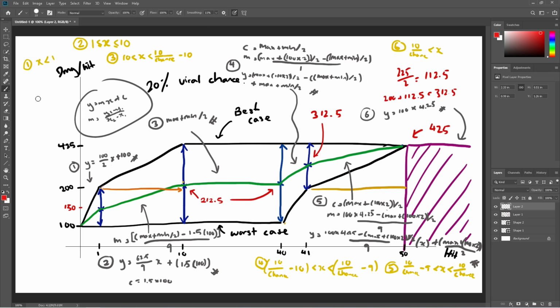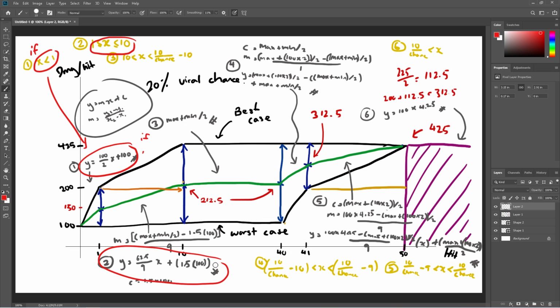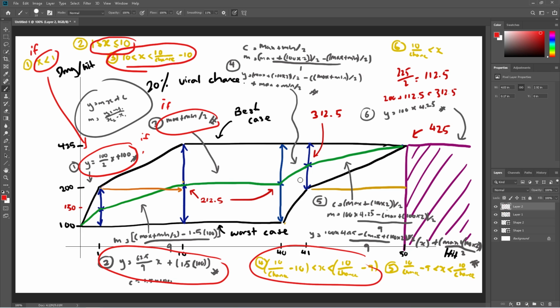It's going to be an if function, so it goes like: if x is less than 1, then y equals this equation. Then comma, and else if x is between 1 and 10, then it does this equation. Then else if again, if the boundary is this one, then do this equation. If the boundary is this one, then do this equation. And then blah blah blah, all the way to the sixth part.